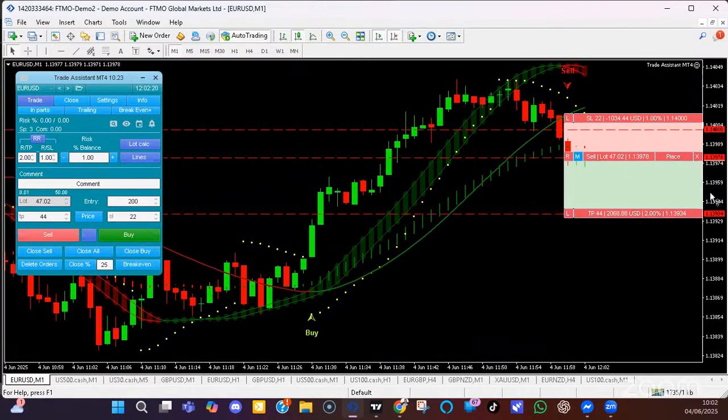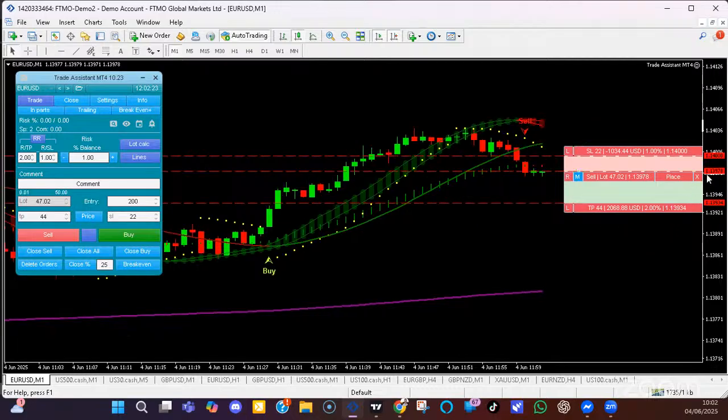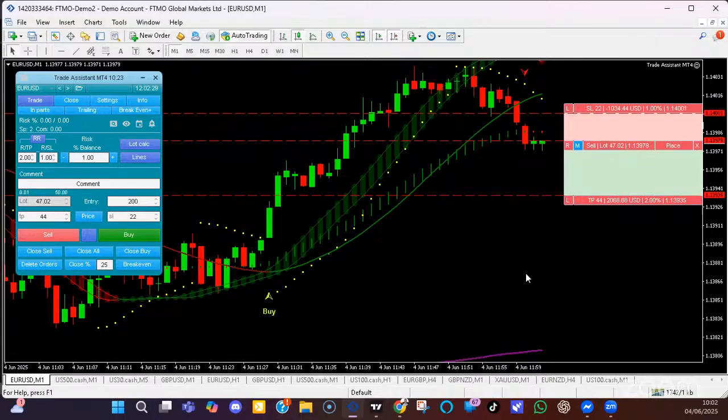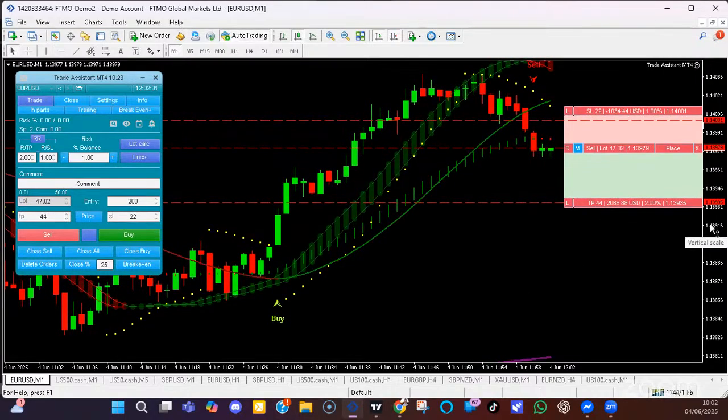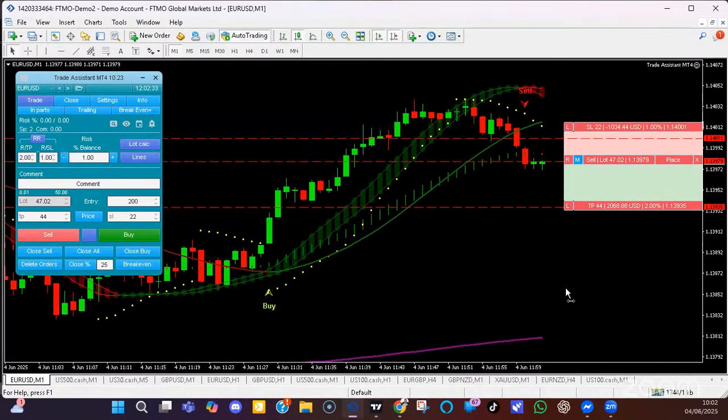So we may be going for this sell. Well, I may be going for this sell. All trades taken on here are for educational purposes only. Educational purposes only. But this is where I'd want to put the stop loss eventually.